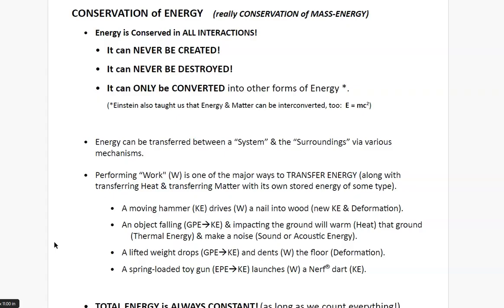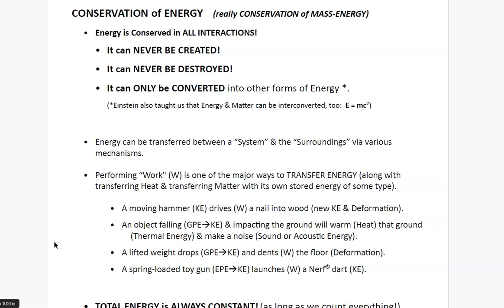And sometimes that conversion is easy to do, and sometimes that's a little difficult to do, but they can always be, at least in theory, converted into one another. And this is called the conservation of energy. It's really called the conservation of mass energy, though this is beyond the scope of this course.